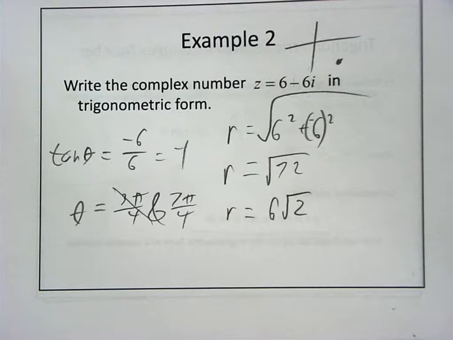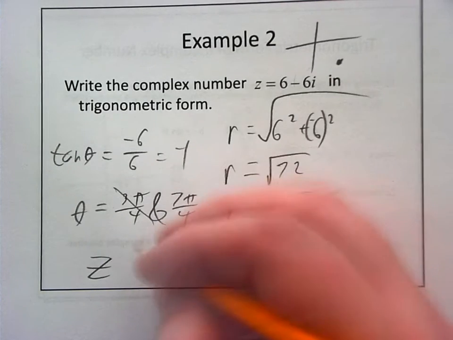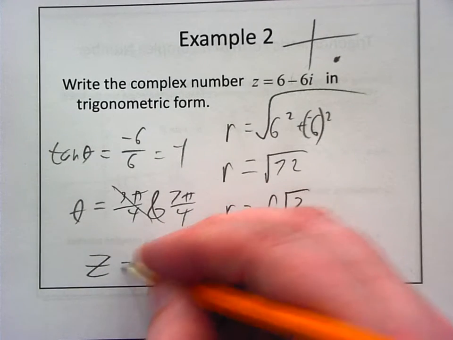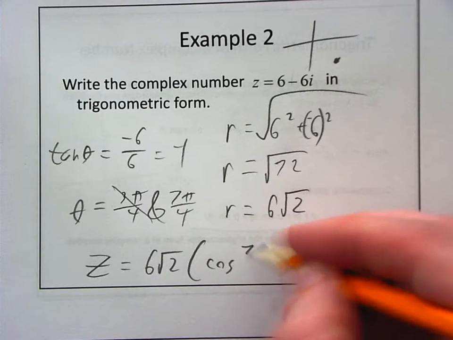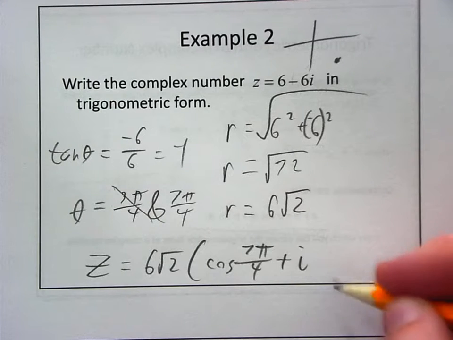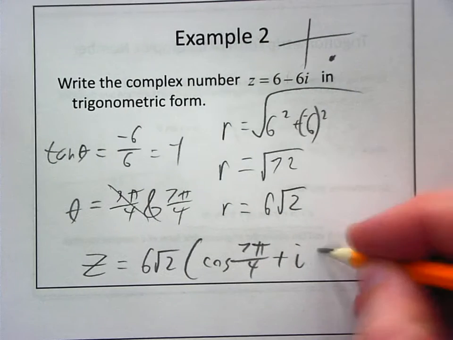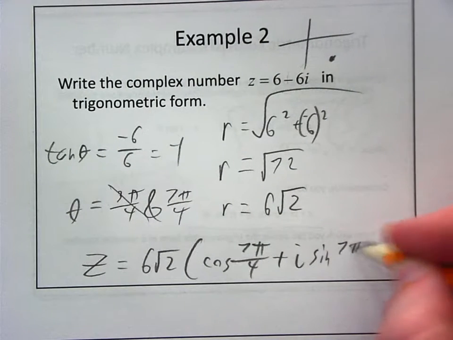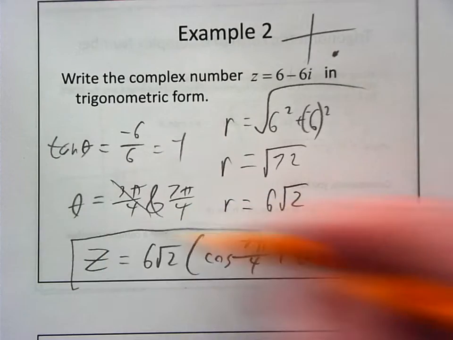So then to write it in trig form, I'm just going to put the radius out front. So this complex number z is 6 root 2 times cosine 7 pi over 4. I'll typically put the i out front here because if you put it after, sometimes it can look like it's in with the sine or like it's part of the 7 pi over 4. So I'll usually put it there when we're dealing with trig. So that would be your trig form.